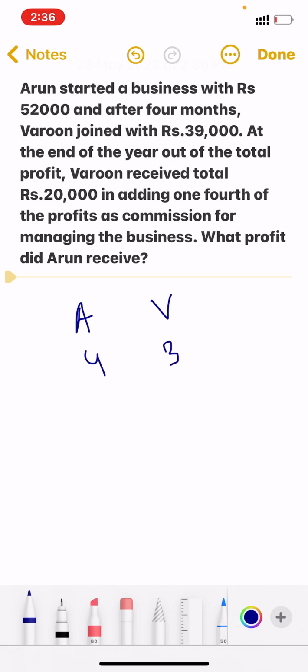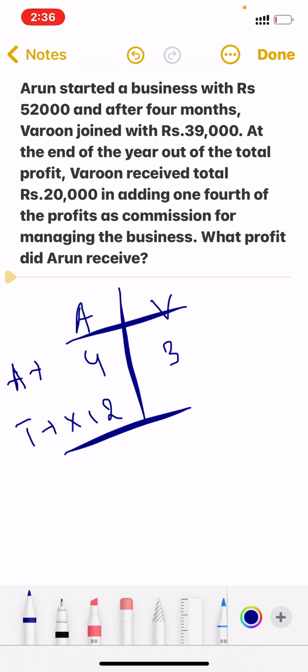At the end of the year, Arun invested for the complete time, so basically 12. This is the amount invested, and this is time. The profit ratio is basically amount into time, until and unless other factors are given. Varun came after 4 months, so he will invest for 8 months. Now we'll take the ratio: 12 4s are 48, 8 3s are 24. So this will become 2:1. So their profit ratio at the end will be 2:1 until and unless any other condition is given, and another condition is given over here.